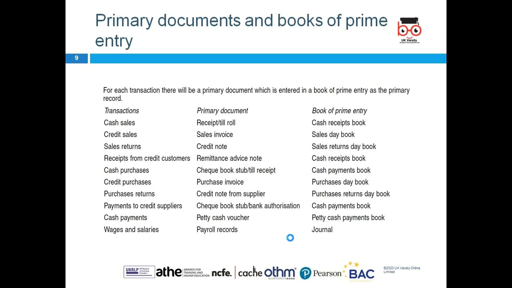The book of prime entry, where we record our transactions, is called the book of prime entry, like the sales day book and the purchase day book. Others are called journal ledgers, like trade receivable accounts, which can be a sales ledger control account, which we can call receivables. Does anybody have any questions?